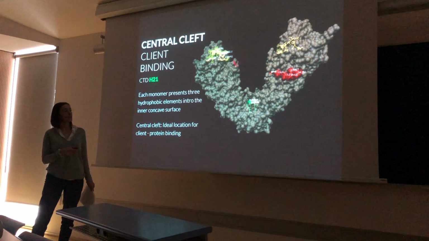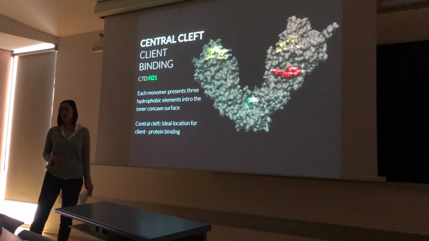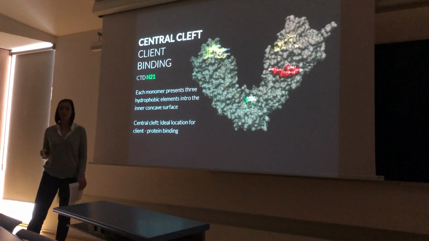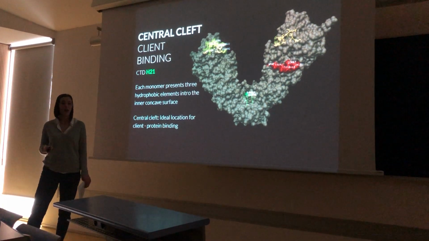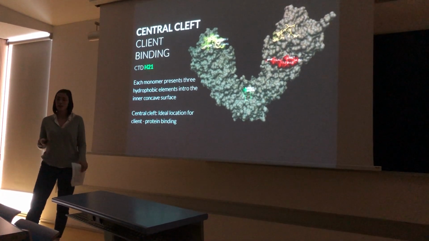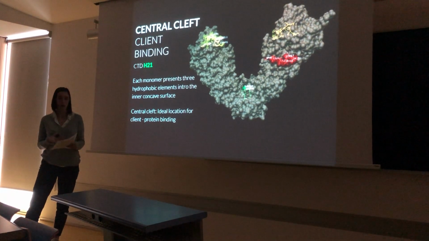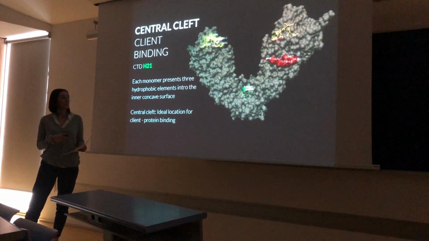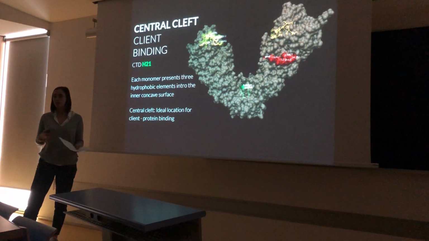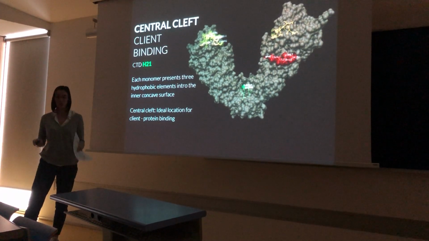So actually, this hydrophobicity is really conserved in structure, but it's not that well conserved in sequence. And what this may mean is that client proteins can be bound, but what is important is the hydrophobicity and not the residues themselves.